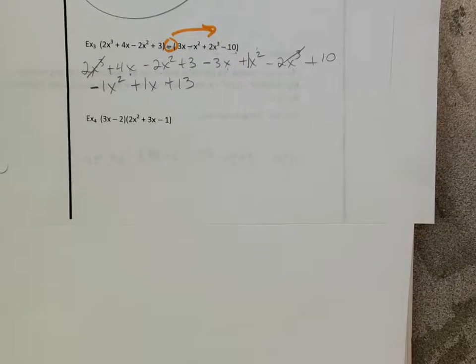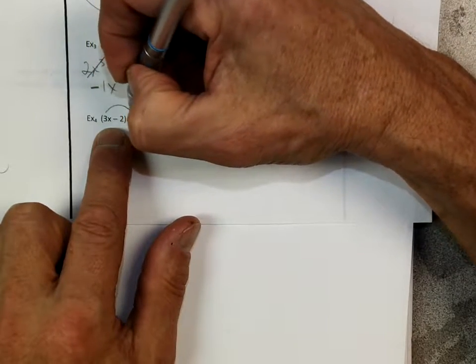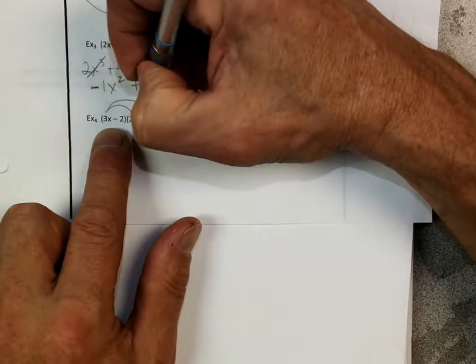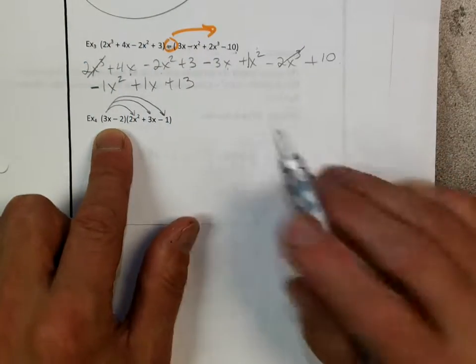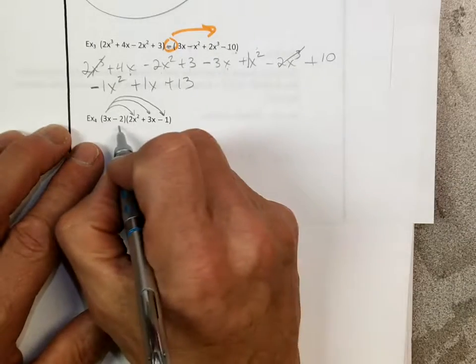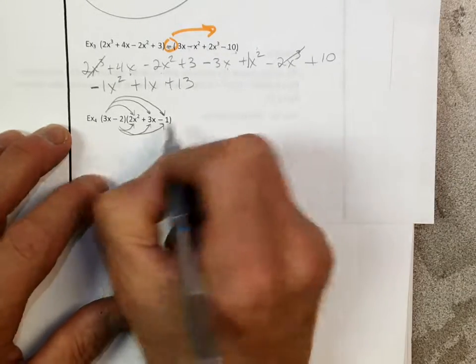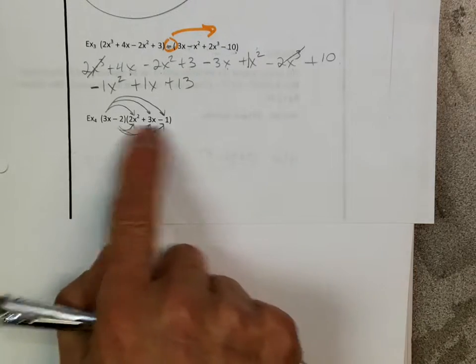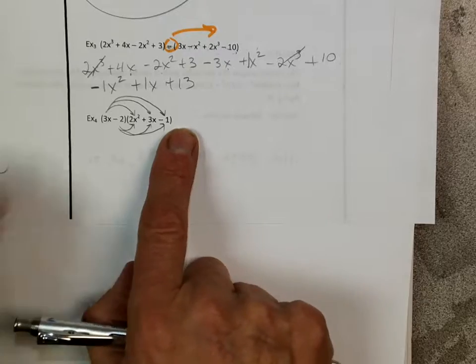Example 4 is a big FOIL problem. But I don't like the word FOIL. In fact, I never have. What I like to use instead is distribute. So the 3x is going to be multiplied here, here, and here. So I'm going to distribute the 3x all the way through. And then the negative 2 will be distributed here, here, and here. So really, just think about 3x times all of these 3 terms, and the negative 2 times all 3 of these terms. So that's not so bad.